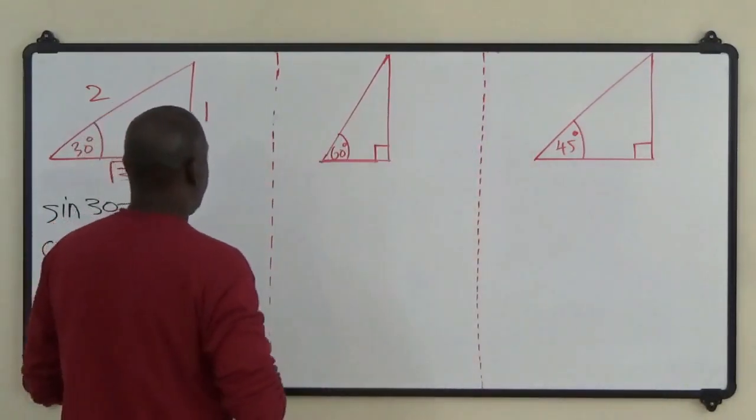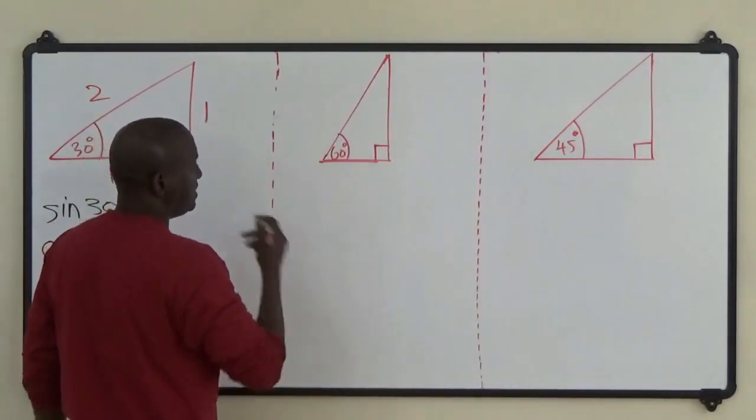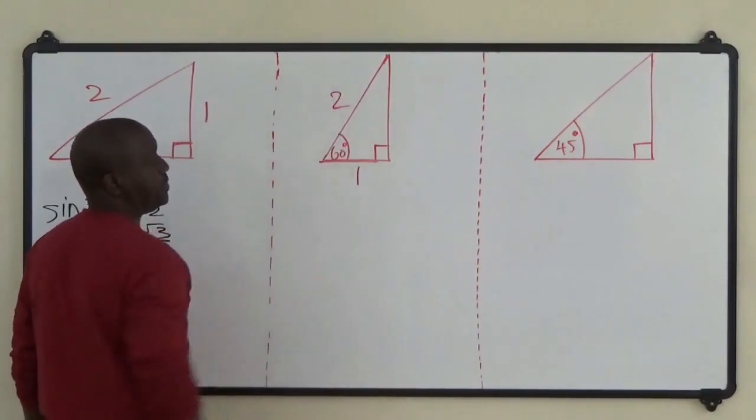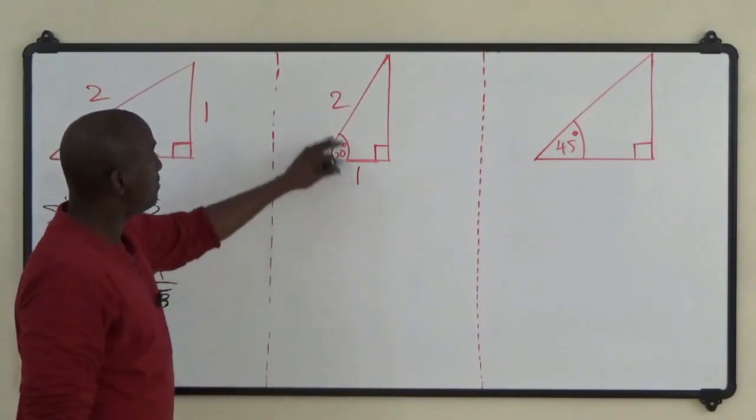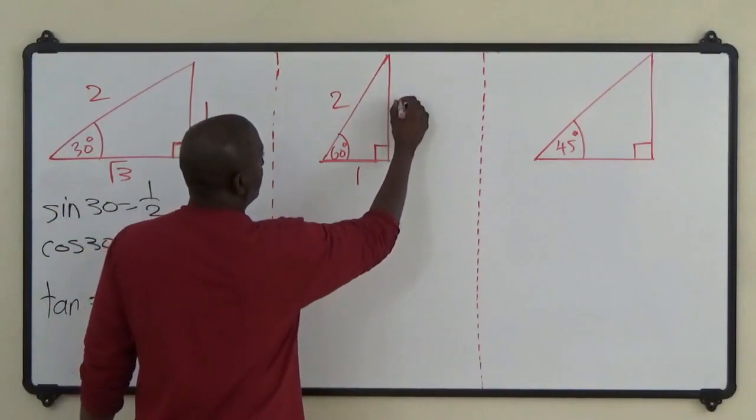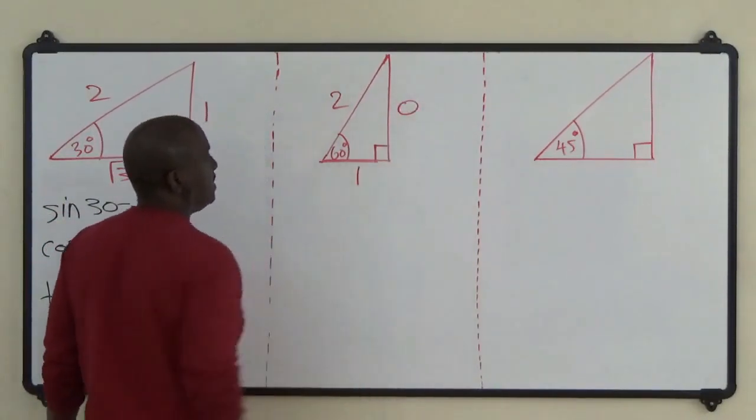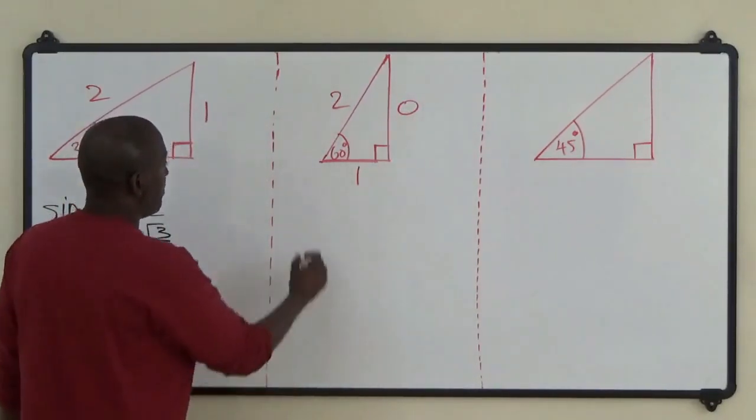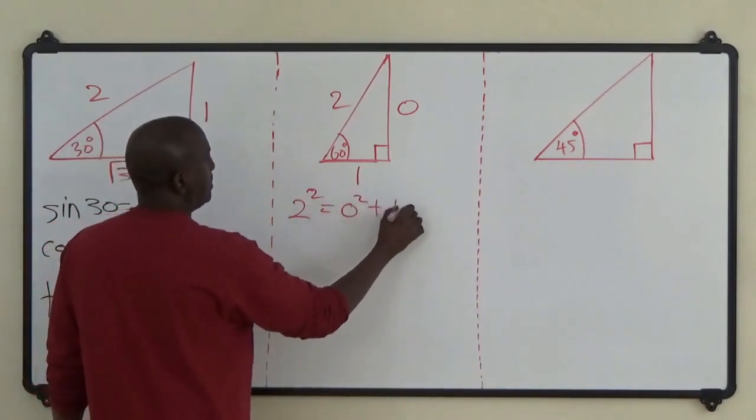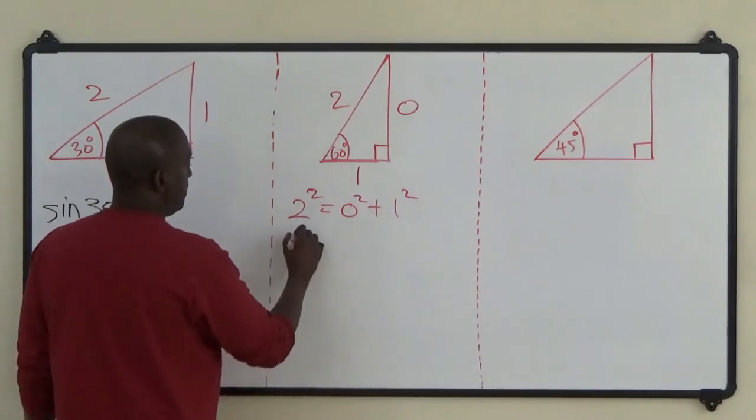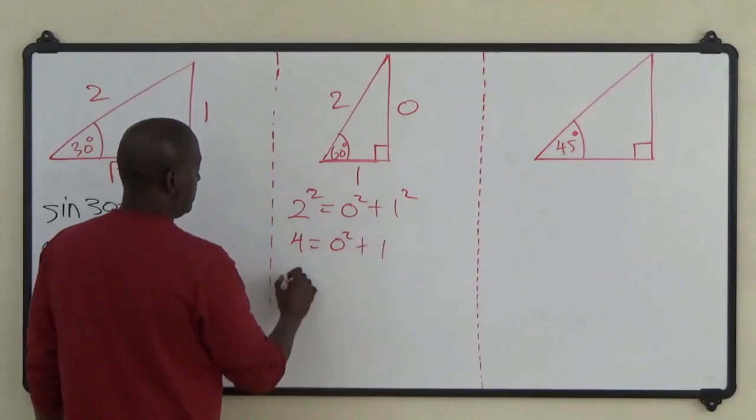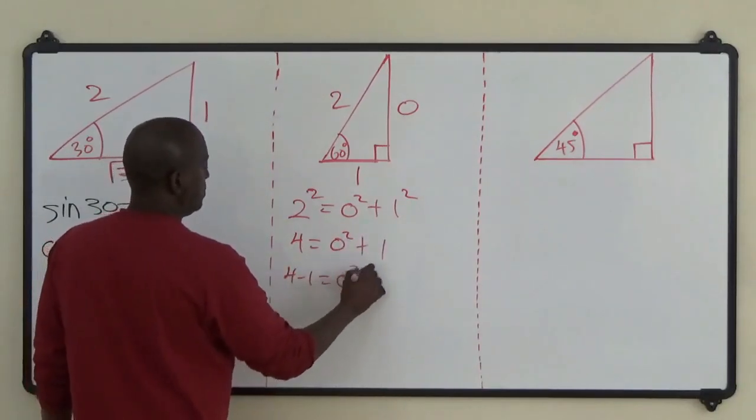So we can say then that cosine 60 is a half, which means that the adjacent is 1 and the hypotenuse is 2. So adjacent over hypotenuse, cosine 60 is a half, which means that we can use Pythagoras theorem to get the length of the opposite side. So same story, 2 squared is equal to O squared plus 1 squared. Alright, so 4 is equal to O squared plus 1. So 4 minus 1 is equal to O squared.